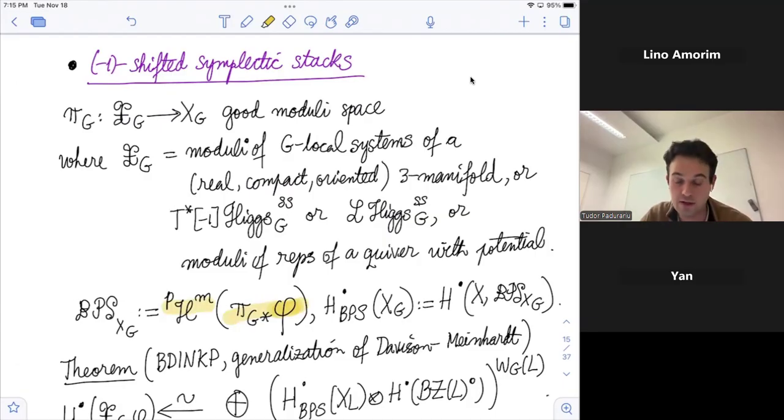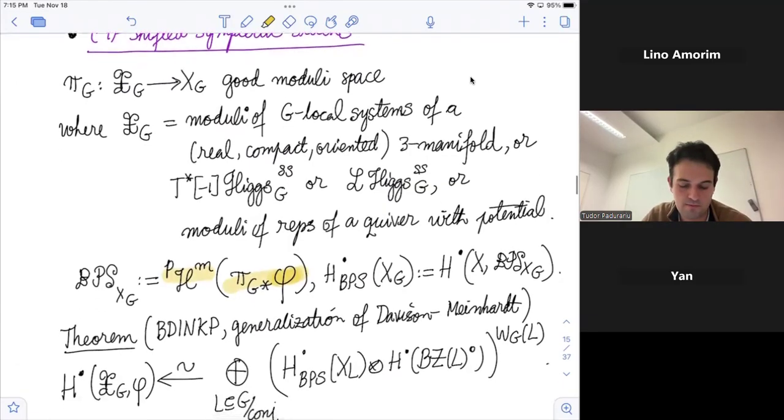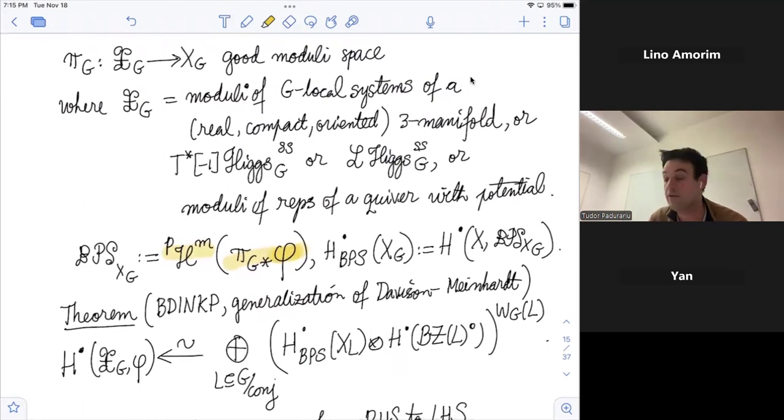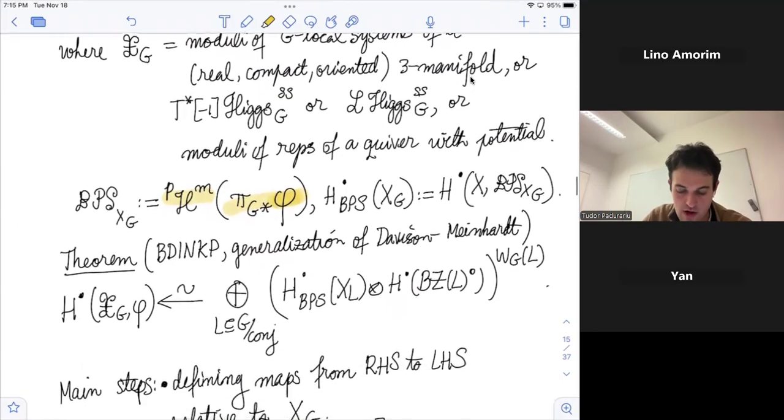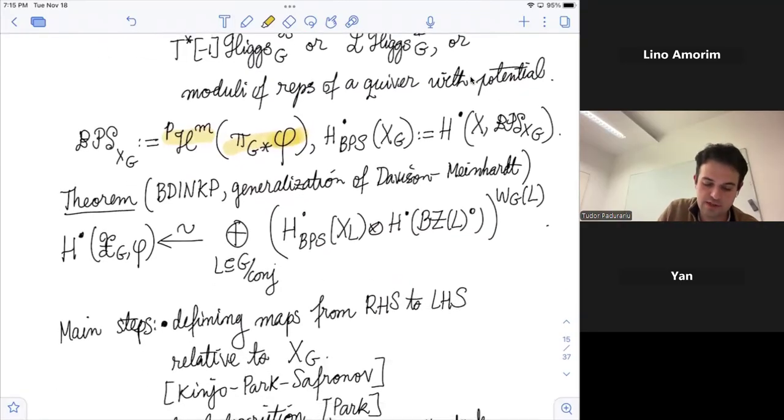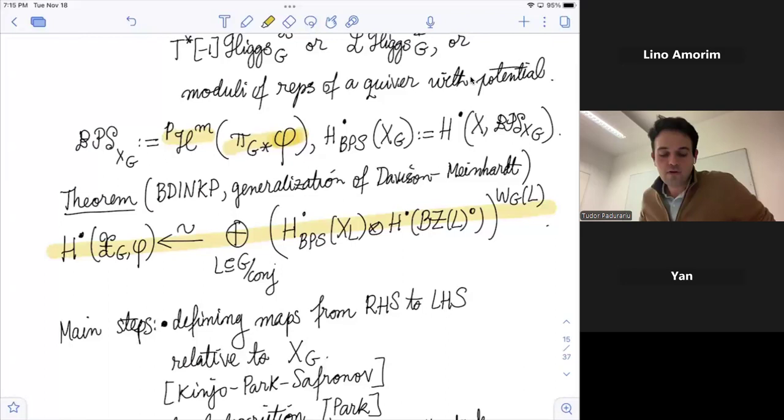So it is not very explicit, and I think in general, even for quivers with potential, I guess even for triple quivers with potential, it is interesting to understand all summands of this perverse sheaf. So there is an analogous version. In the case of quivers with potential, it is due to Davison and Meinhardt.